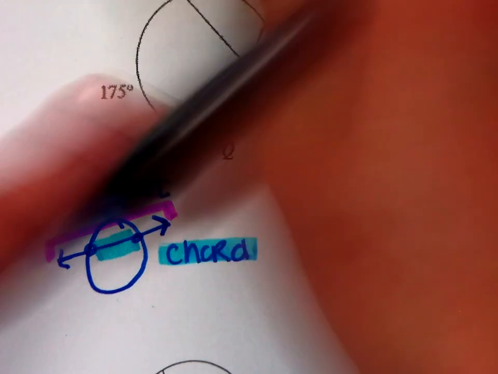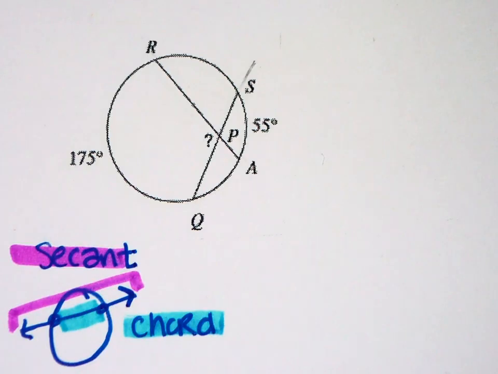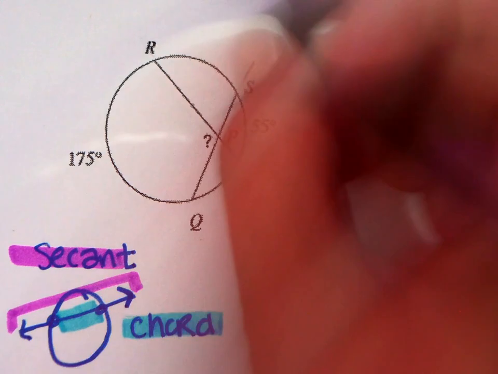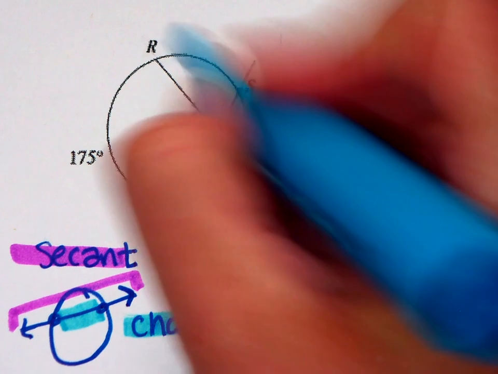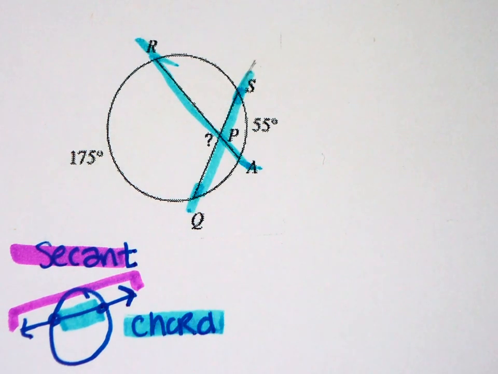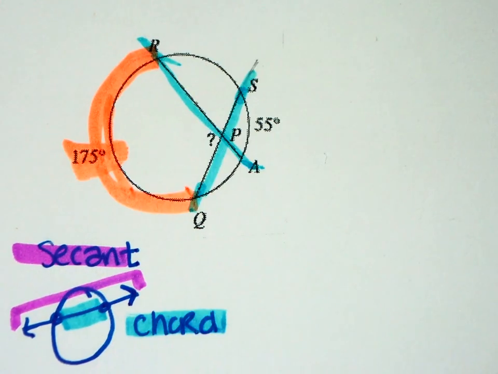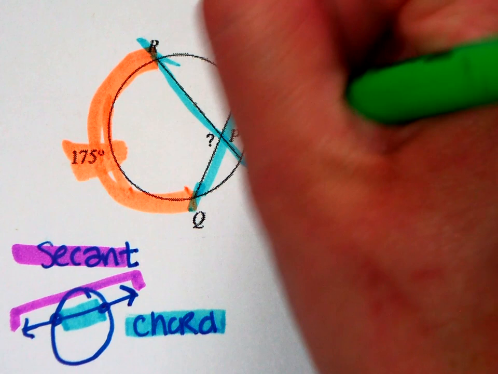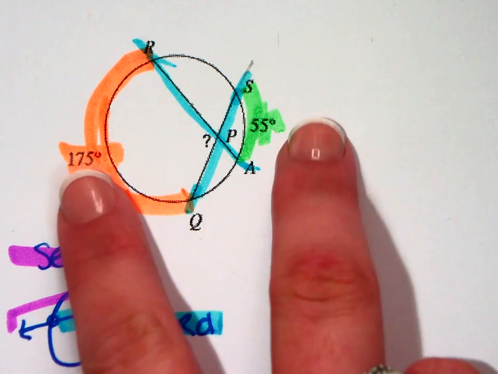Let's see here. I'm going to erase just a little. Okay. Notice how we have an angle that's not located on the center. In this picture, what we end up seeing is two chords. We have a chord located here and here. Notice how those chords cross at two arcs. We have an arc out here, which is 175, and an arc here, which is 55. Those two arcs, to calculate the measure of the angle, you average them.